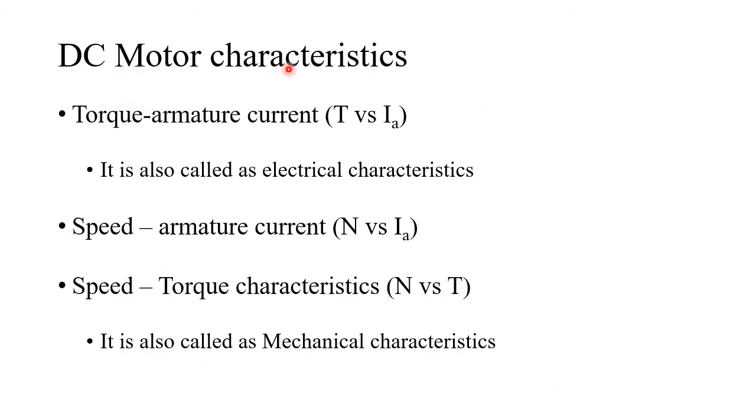Characteristics of DC motor. Here we are going to discuss three types of characteristics. One is between torque and armature current, torque versus armature current, which is also called the electrical characteristics. The second one is between speed and armature current. And the third one is between speed and torque. This speed and torque characteristic gives the mechanical characteristics. It is called mechanical because of torque, and the other is called electrical because of the armature current.